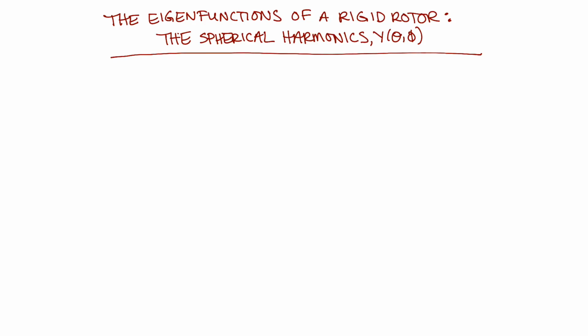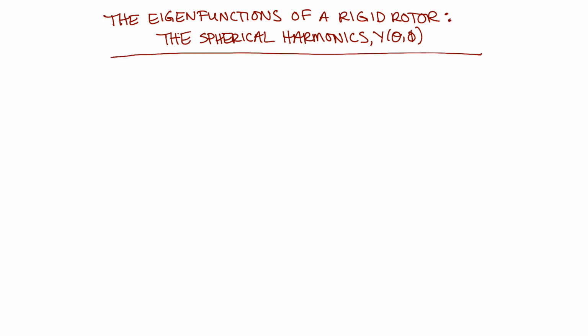Hi there, this video is going to walk through how to obtain the eigenfunctions of a rigid rotor. These eigenfunctions are also known by a special name, the spherical harmonics. Just remember that the spherical harmonics are just like any other wave function we've worked with for our other systems, except they get this special notation of a capital Y, rather than the psi that we've been using for our other wave functions.